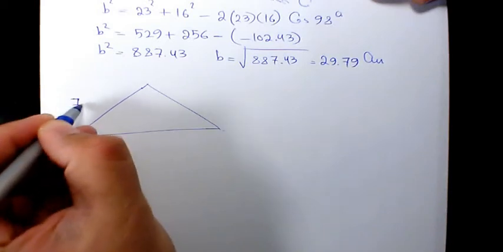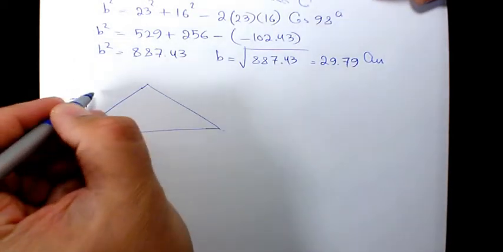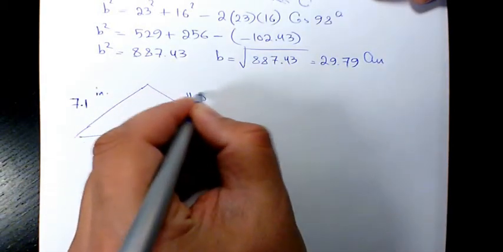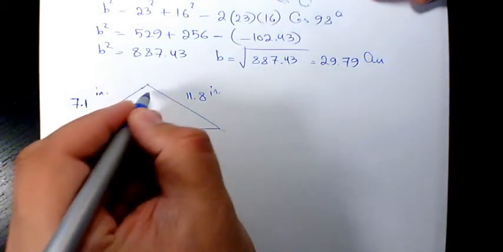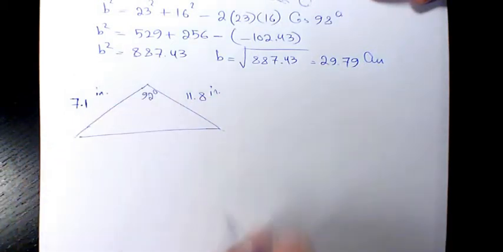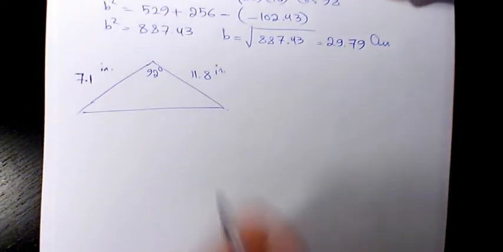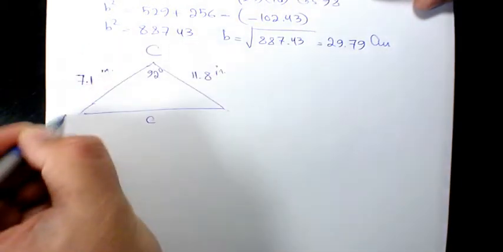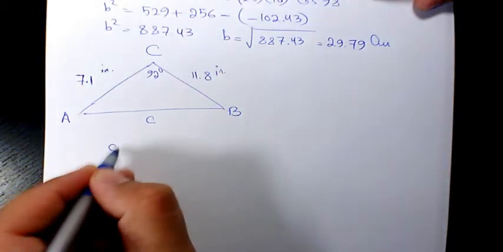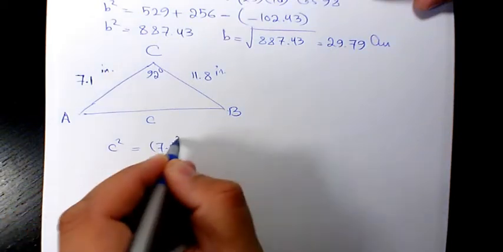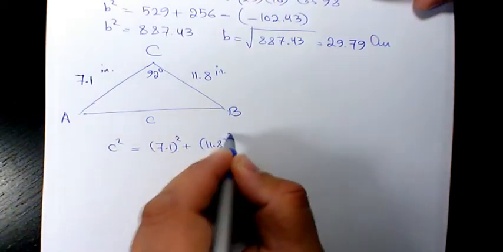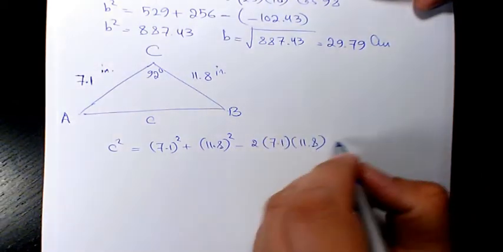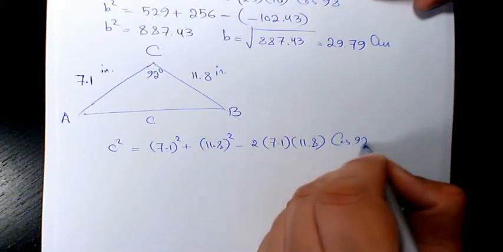You have 7.1 inches. Here we have 11.8 inches, and here we have 92 degrees. So let's call it this one C for now. C, A, B. So C squared equals 7.1 squared plus 11.8 squared, subtract 2 times 7.1 times 11.8 times cosine 92 degrees.